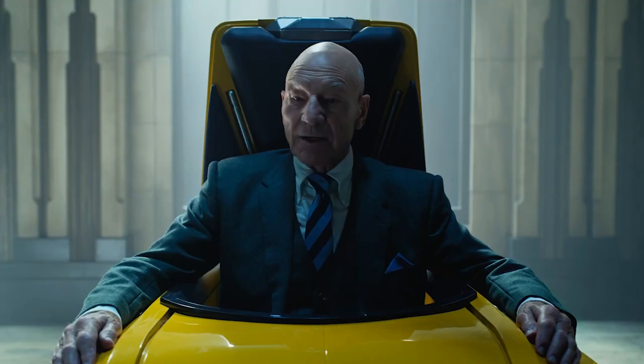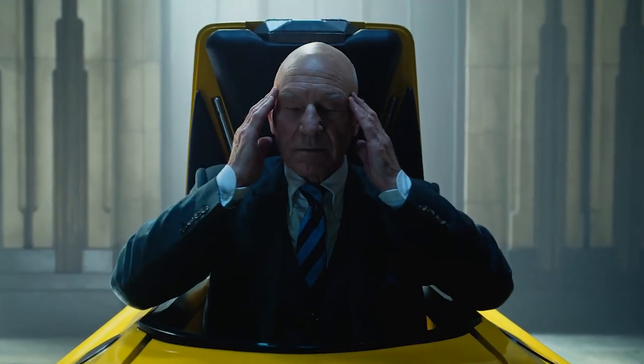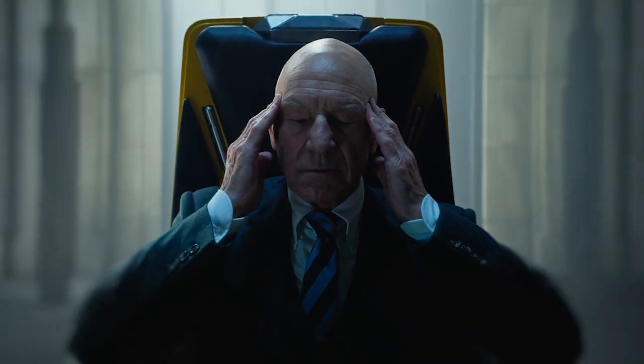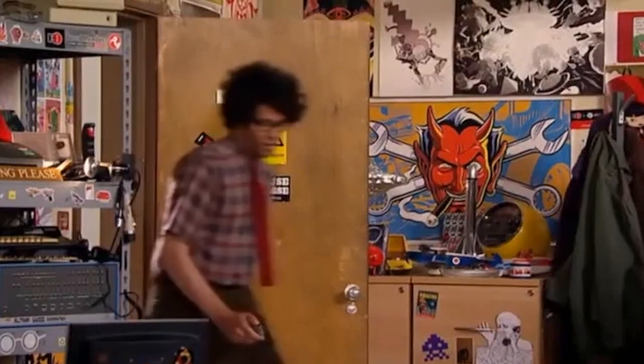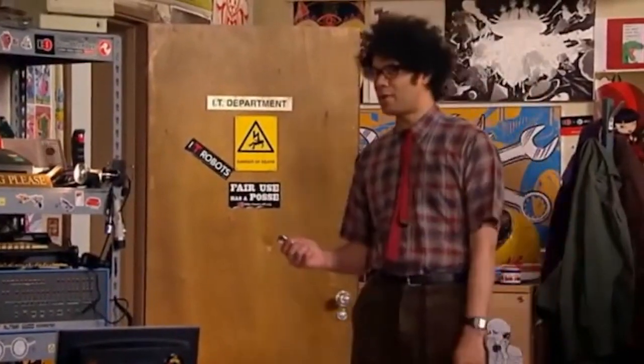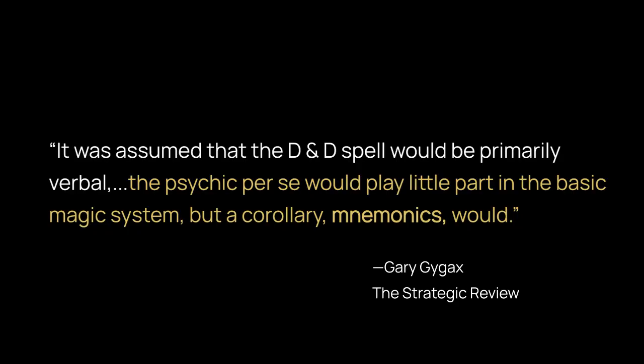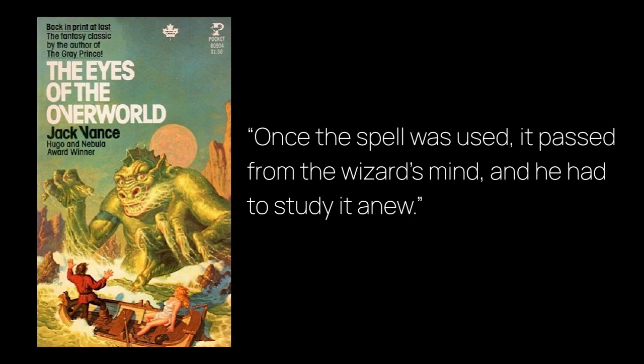But one final threat remains. He called it the necessary mental attitude. The psychic, per se, would play little part in the basic magic system, but a corollary, mnemonics, would. I just had a eureka moment. There it is. The memory part of Vancian spellcasting is actually considered a key component.